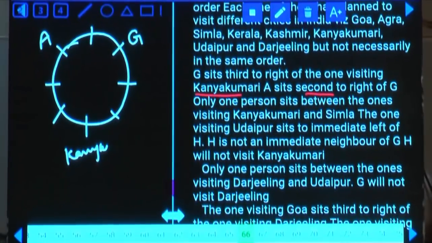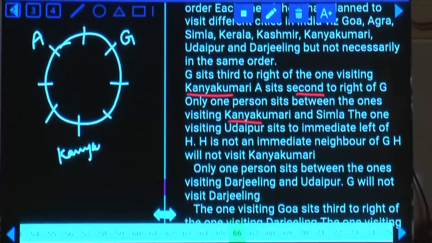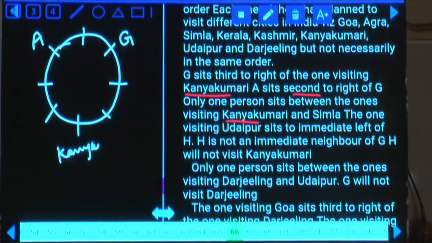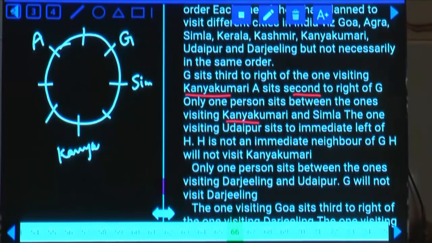And only one person sits between the one who is visiting Kanyakumari and Simla. Between Kanyakumari and Simla, how many persons should be there? There must be exactly one person. As there must be exactly one person, the person who visits Simla can be either here or here. How many possibilities do you have? 2 possibilities.